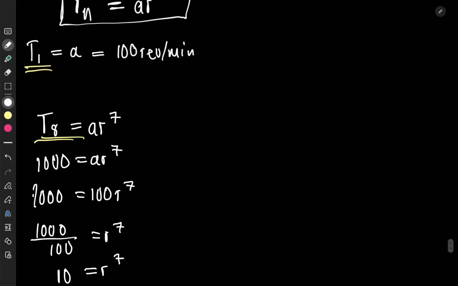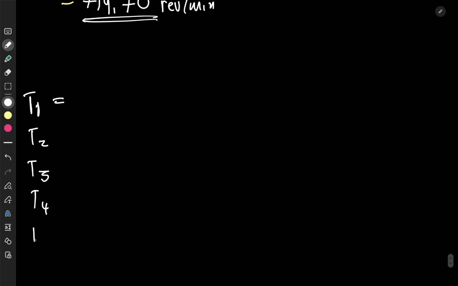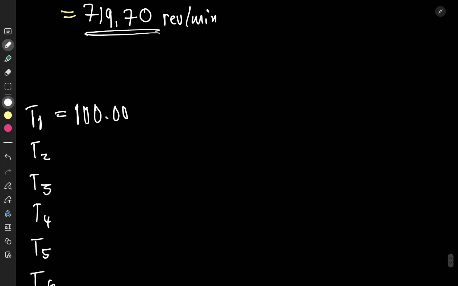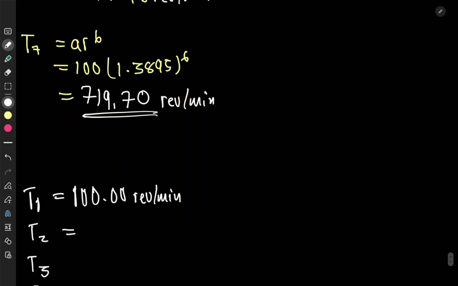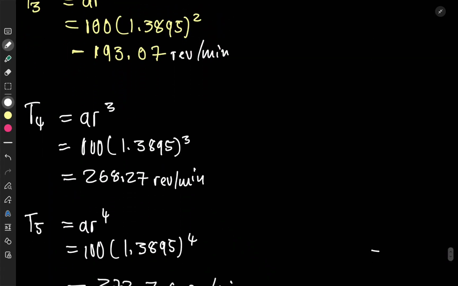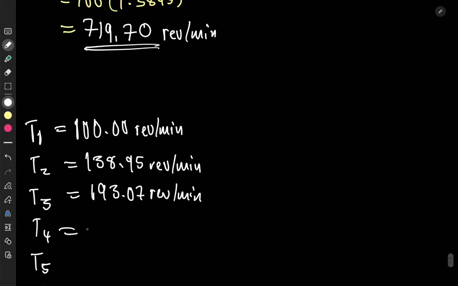Amazing. So here we have our term number 8 was 1000. If you want, you can relist them: T1, then T2, then T3, then term number 4, term number 5, term number 6, and then term number 7. So term number 1, we had it as 100. You can put 0.00. It's revs per minute. And term number 2, we had it as 138.95 revs per minute. Then term number 3, we had it as 193.07 revs per minute. Then term number 4 became 268.27 revs per minute.